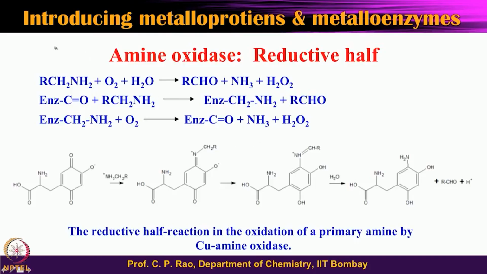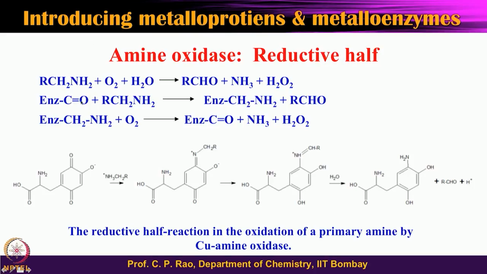In this slide you have the two half reactions. In the galactose oxidase you have seen two half reactions. What are the halves? The first half is where the galactose is oxidized. In the second half the reduced enzyme is reoxidized. Now in this case also you have two halves, but a little differently. In this case the amine substrate is converted to aldehyde. This is the total reaction, aldehyde, ammonia and H2O2, but this goes by two halves.